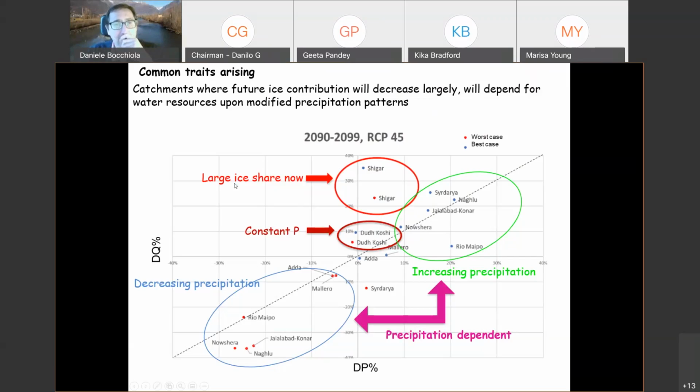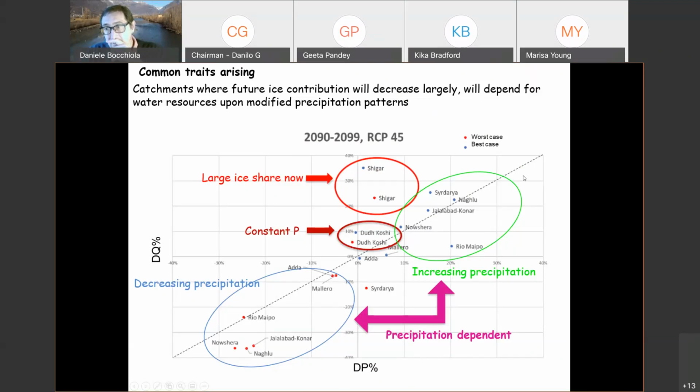However, in catchments with larger ice share now, at the end of the century, you may still have some increase of water availability, but under the best or intermediate case scenarios. In situations where you don't have very much ice cover, but you have still constant precipitation or so, you may have a slightly increased amount of water. However, where you have a large decrease of precipitation, so you can read here delta P negative, so lack of precipitation, the delta Q, which is the change in available discharge, would be very large. And instead, on the right part, if you have a large amount of precipitation, which is increasing precipitation, increasing discharge availability.